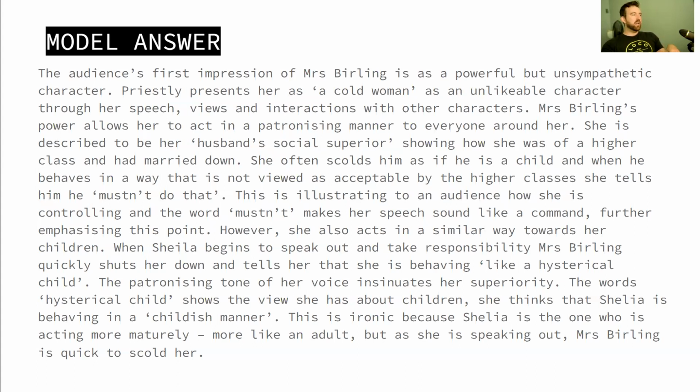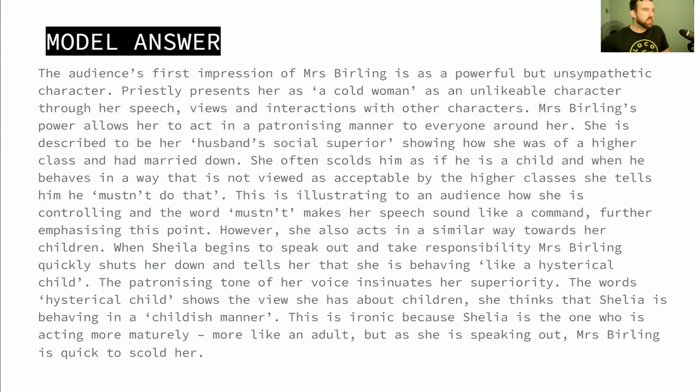Mrs. Birling's power allows her to act in a patronizing manner to everyone around her. She's described to be her husband's social superior, one of my favorite quotes for Mrs. Birling, showing how she was of a higher class and has married down. I've talked about how Mr. Birling married up, and obviously that means that she married down.